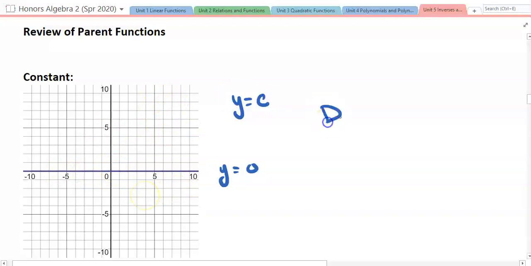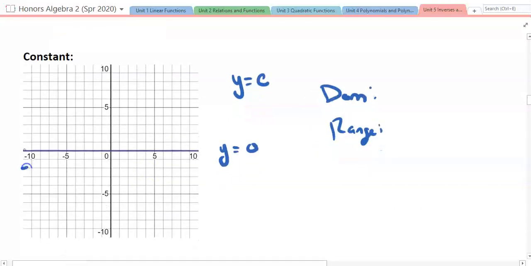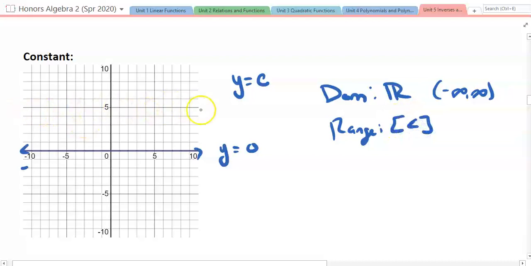Now, let's talk about the domain and the range of a constant function. The domain is really simple. This function goes from negative infinity to positive infinity, right? So the domain is all real numbers, or from negative infinity to positive infinity in interval notation, right? The range is a little different. The range of a constant function is only the value itself, the c. So again, if my line were here at positive 5, my range would just be the c. There would be no other value for it.